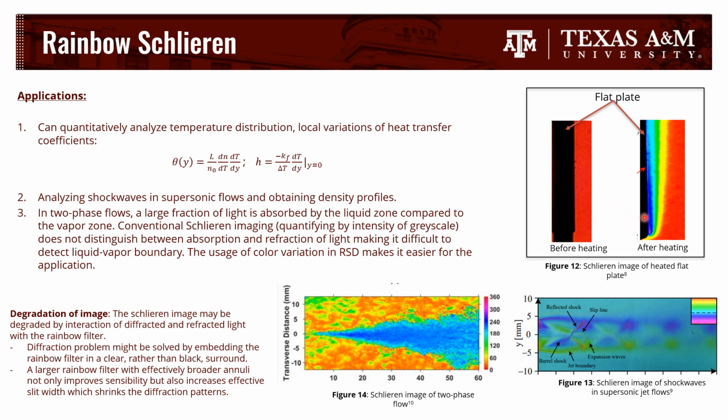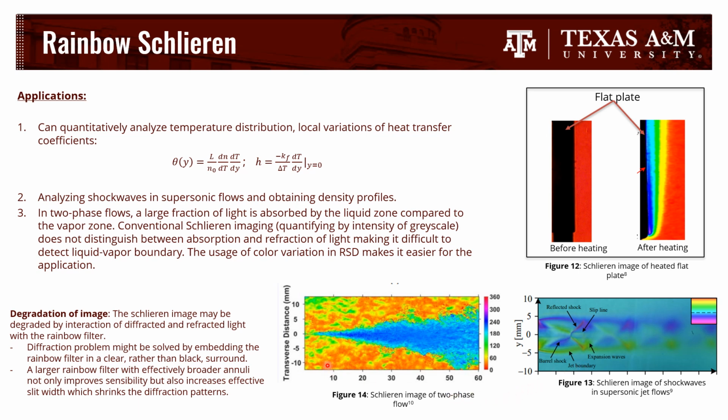So using this technique, we can get the profile of temperature distribution of our flat plate. And if we have the temperature distribution, we can use that information to calculate the heat transfer coefficient using this formula here. The next example is RSD used to analyze shock waves in supersonic flows and obtain various density profiles. And this can give information on how the structure behaves and also how it can be improved to reduce vibration.